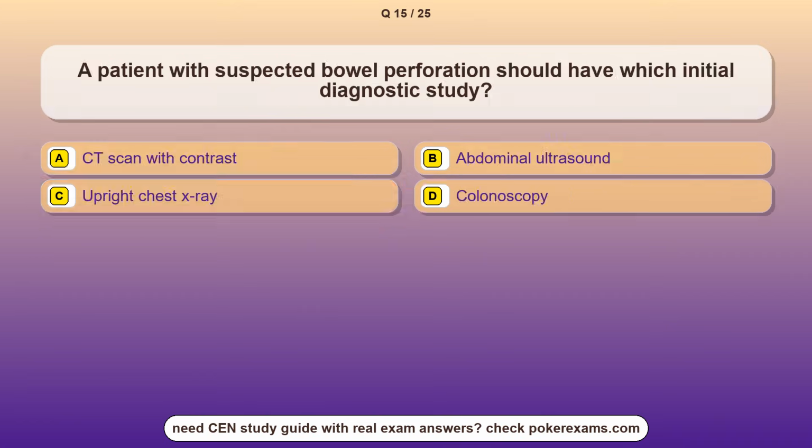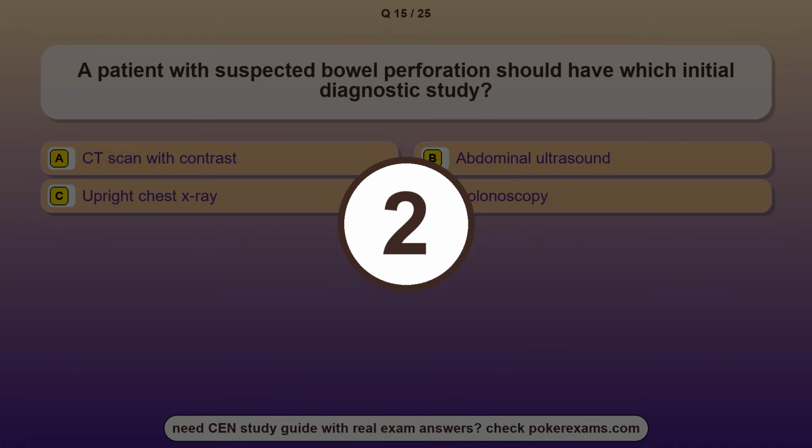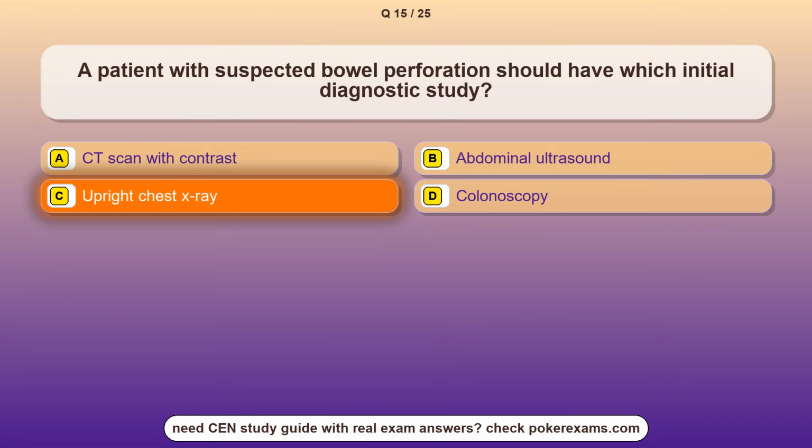Question 15. A patient with suspected bowel perforation should have which initial diagnostic study? Option A, CT scan with contrast. Option B, abdominal ultrasound. Option C, upright chest X-ray. Option D, colonoscopy. The correct answer is option C, upright chest X-ray.